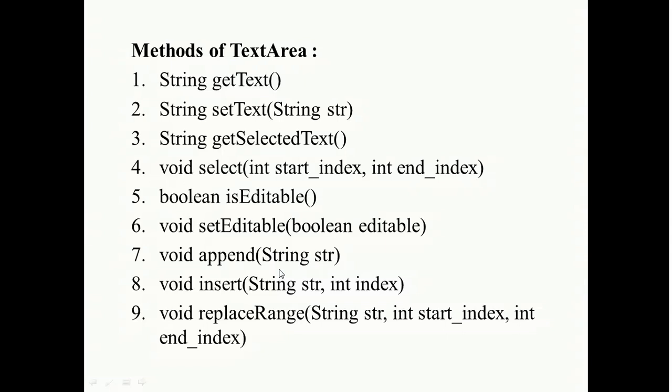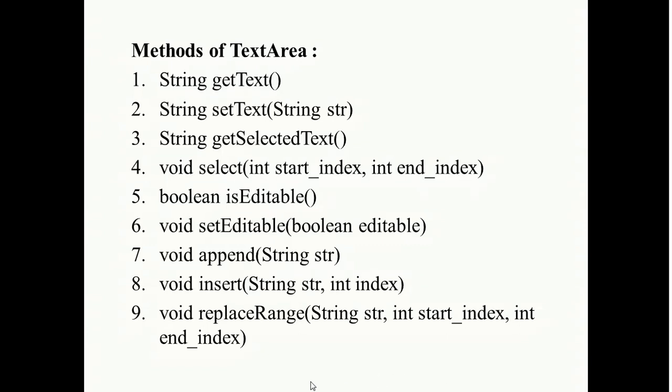This method is used to append the string str at the end of the current text of the text area. It simply appends the text at the end of the current text. Next method is insert, having two parameters, string str and int index. This method is used to insert a string str at the specified index.